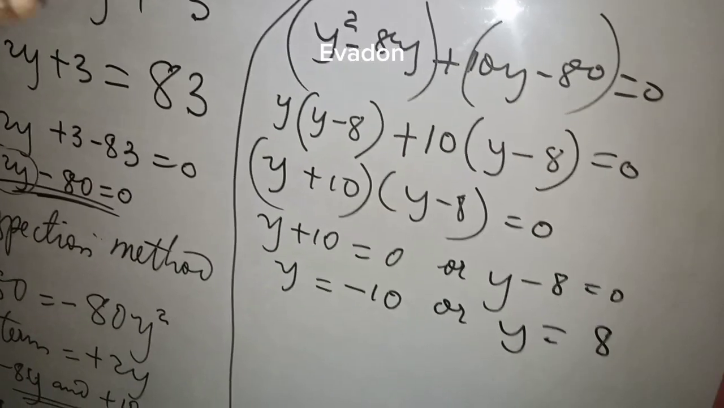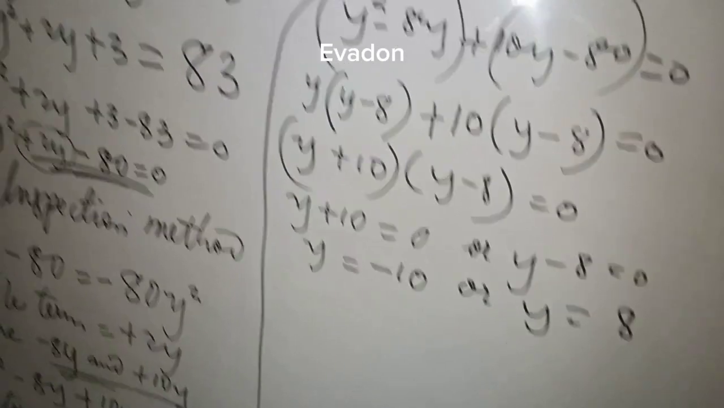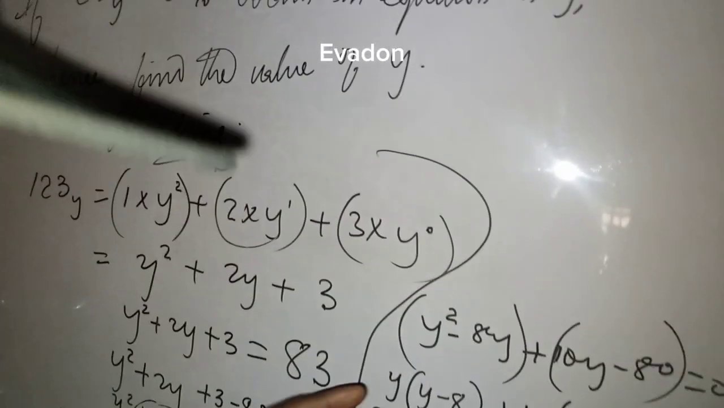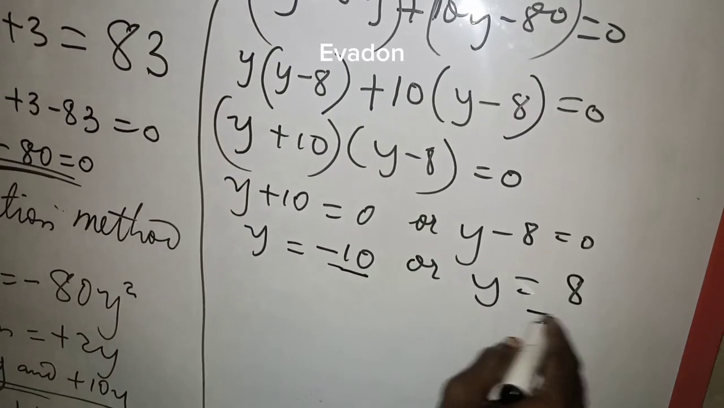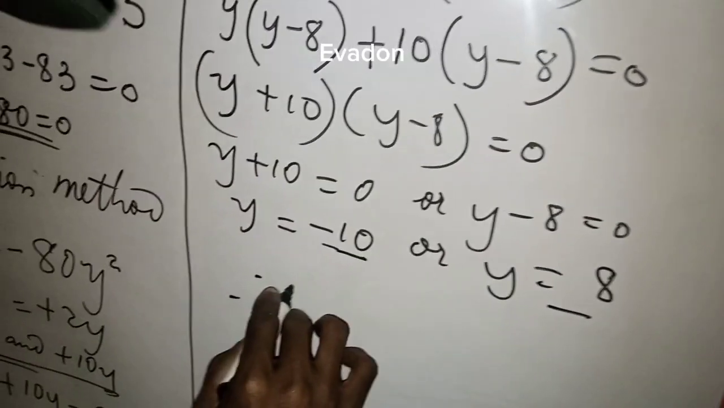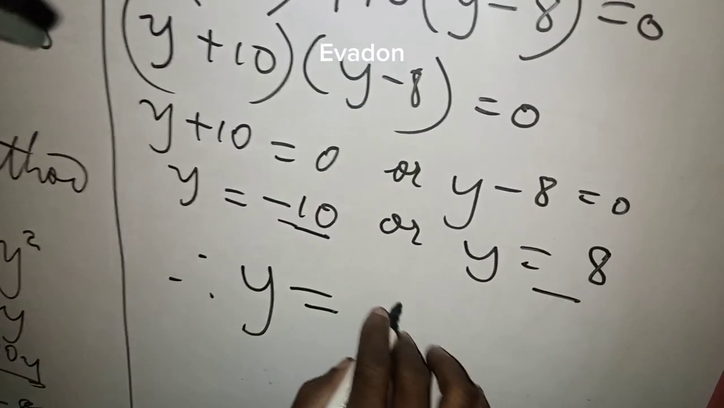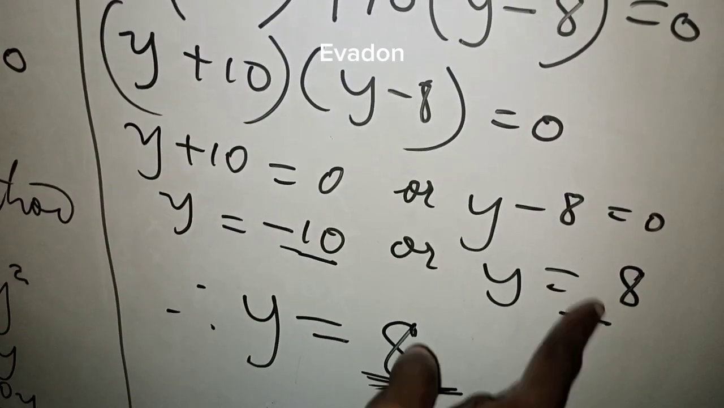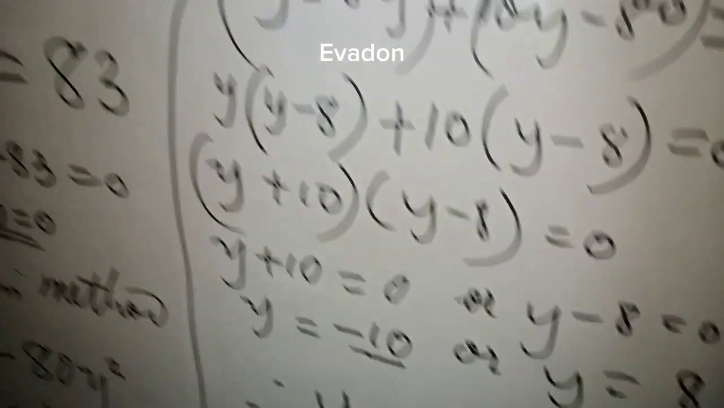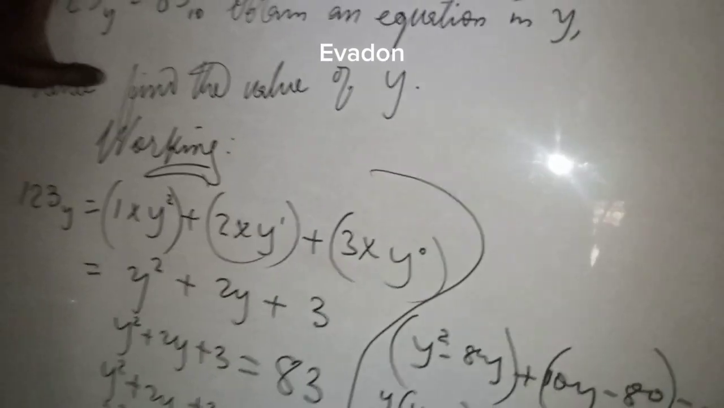Now, the question says, hence, find the value of y. Because there is no negative base in number bases, we have y equal to minus 10 and y equal to 8. So therefore, y equal to 8. So the value of y is 8 because it is positive. This is the value of y in this particular question.